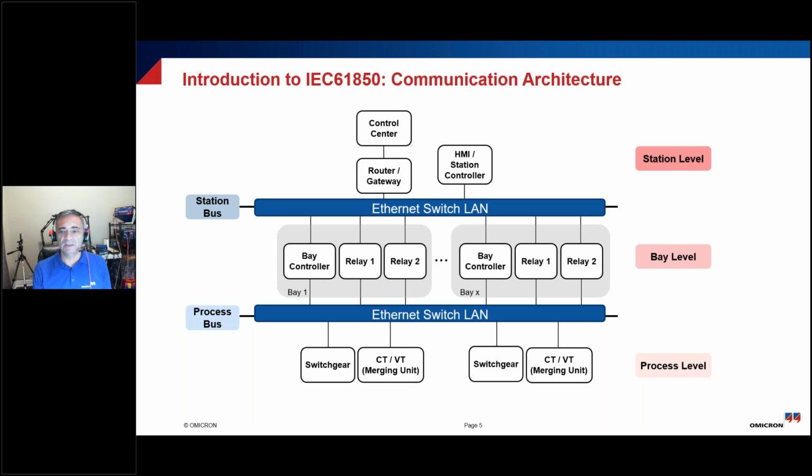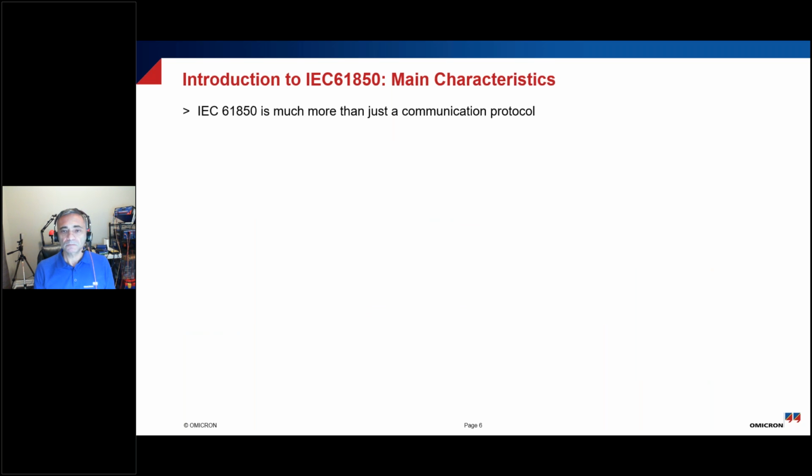So there's two buses: the station bus connecting the relays upstream to the control, and the process bus connecting down to the field components that are actually controlling the power switching from your substations to your homes and businesses. Now, this protocol, there's quite a bit to the protocol. It's over 6,000 pages and growing.